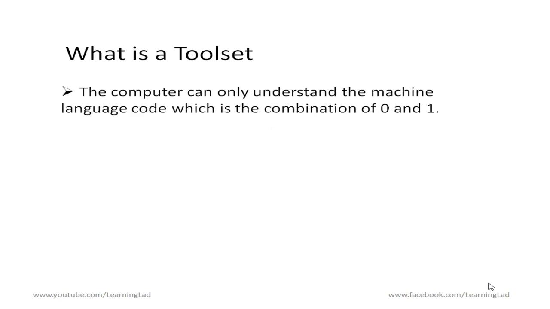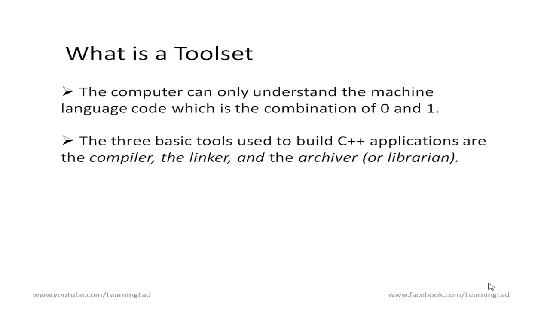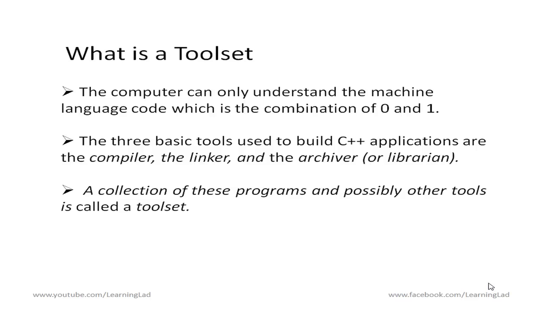So the computer can only understand the machine language code, which is the combination of zeros and ones. All of you know that a computer can only execute the code written in zeros and ones. The three basic tools used to build C++ applications are the compilers, the linkers, and the archivers. So we're gonna use these three tools and convert our C++ source file to an executable one which we can execute. A collection of these programs and possibly other tools is called a toolset. Or we can say that the combination of the compilers, the linkers, and archivers together is called a toolset.